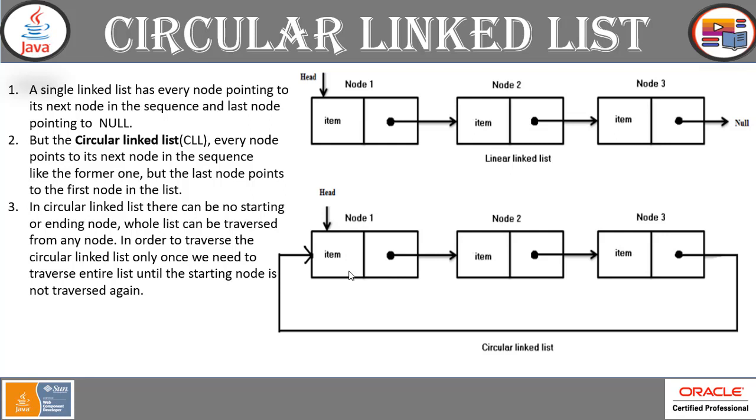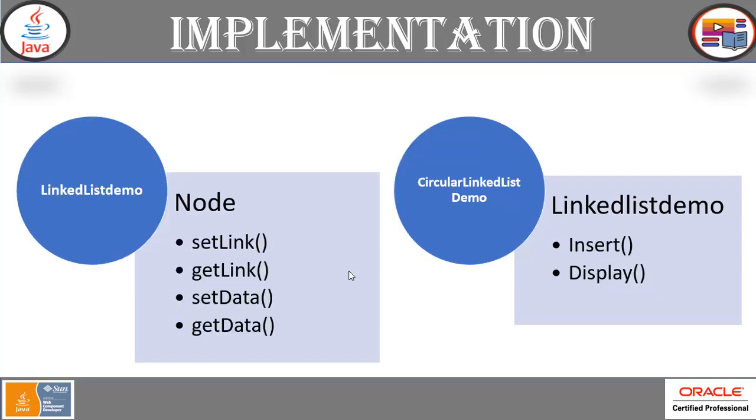So in a circular linked list, there can be no starting or ending node. The whole list can be traversed. Traverse means here scanning or accessing every node from any node. In order to scan or traverse the circular linked list only once, we need to traverse the entire list until the starting node is traversed again. So this is how we can scan the list and perform operations on the circular linked list. Now let's see an example and an implementation.